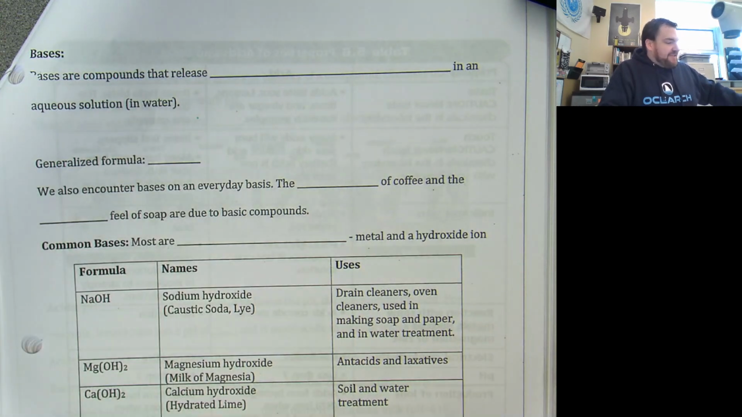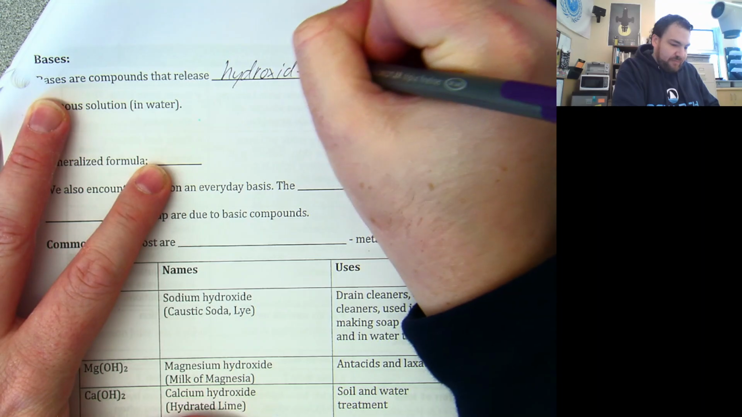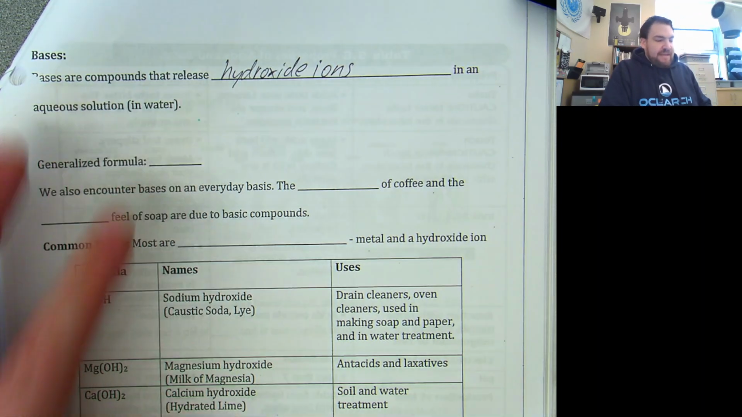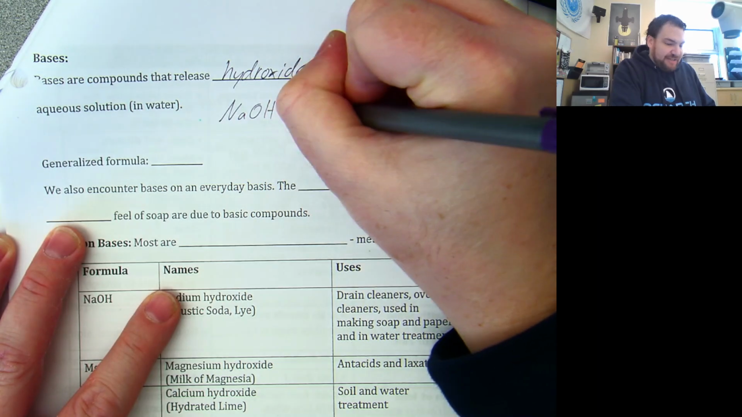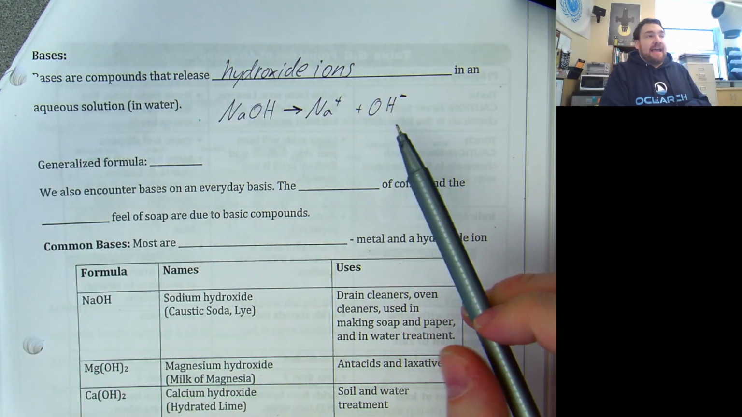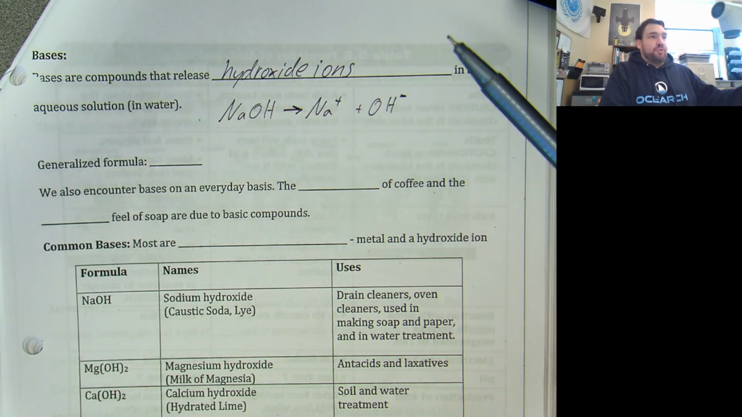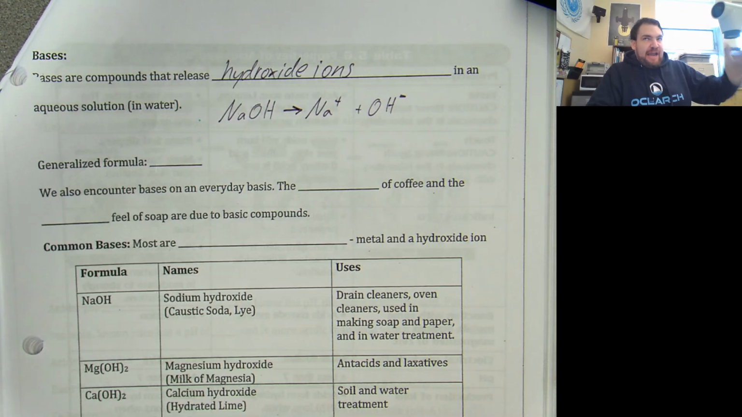Bases are compounds that release hydroxide ions in an aqueous solution. For example, if you take NaOH, you dump it in water, you're going to get Na plus and OH minus. Anything that adds hydroxide ions to a dissolved solution is a basic solution. The general formula for an acid had the H out front followed by an A for acid. Anyone want to take a guess at what the generalized formula for a base would be?